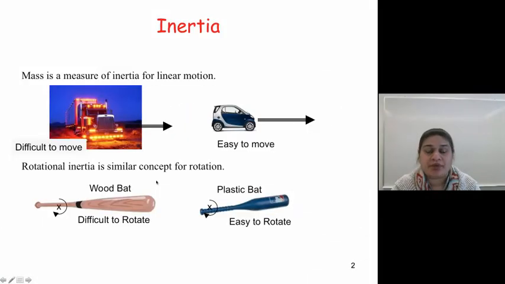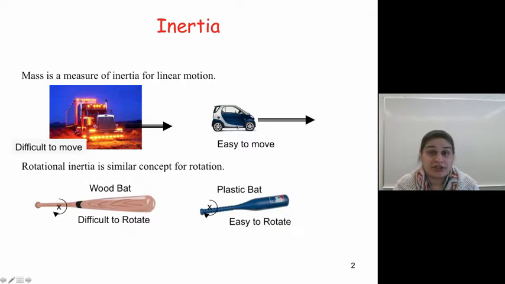Moment of inertia. Mass is a measure of inertia for a linear motion. So if an object that you are looking at is big and heavy, then that means it is going to be difficult for us to move it. If the mass is smaller, then it will be easier to move it.